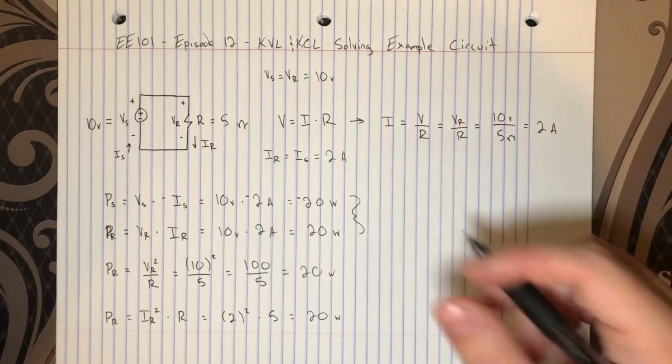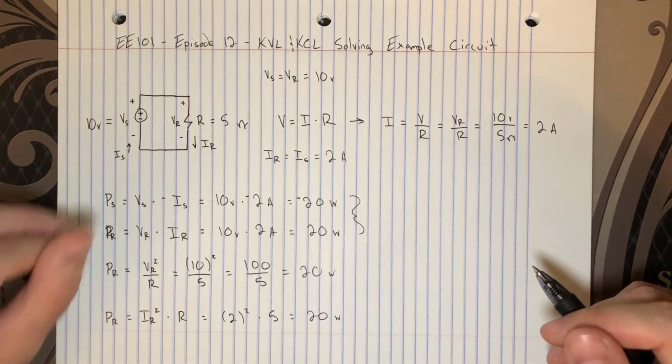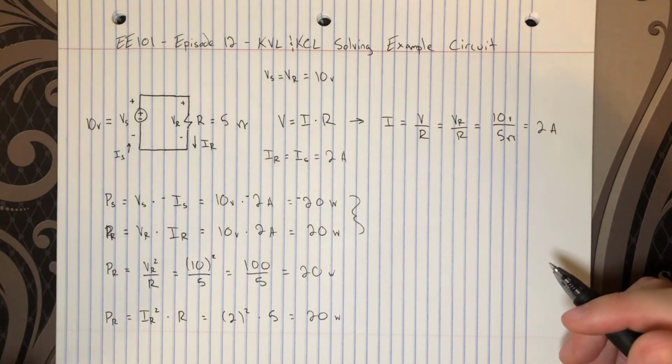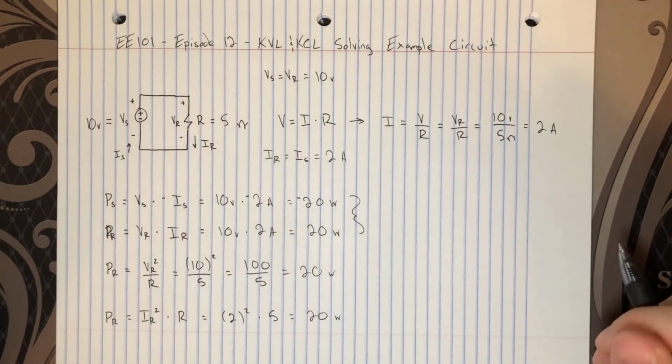We'll just get really good at applying KVL and KCL, and we'll use some other elements, like maybe some dependent sources or a current source or something like that, and then we'll start getting into maybe adding more resistive elements.